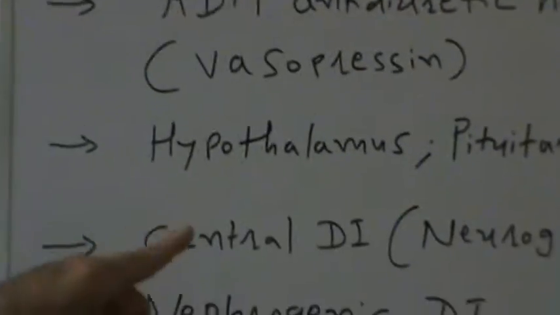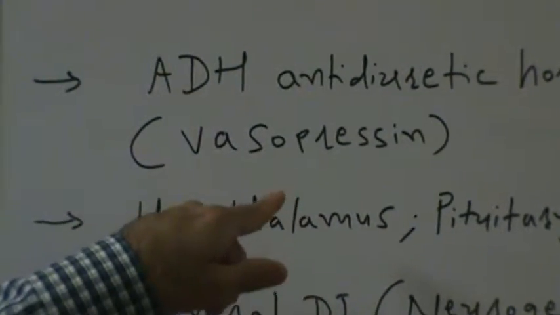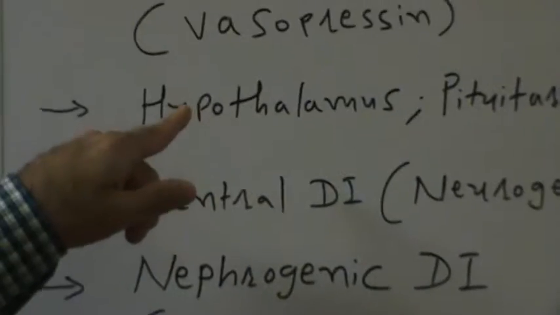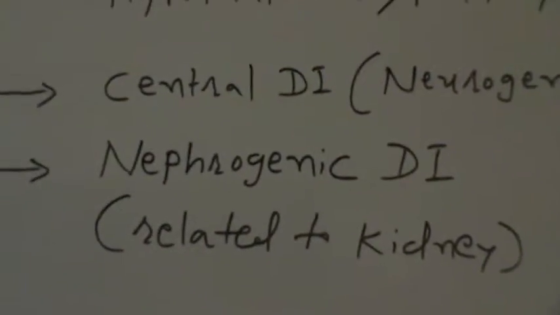So how about the treatment? As far as the treatment goes, let's first talk about central DI. Vasopressin is the one. Central DI may be controlled with vasopressin, and it can be administered as an injection, as a nasal spray, or as a tablet.